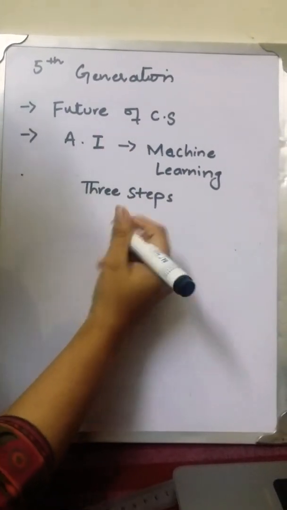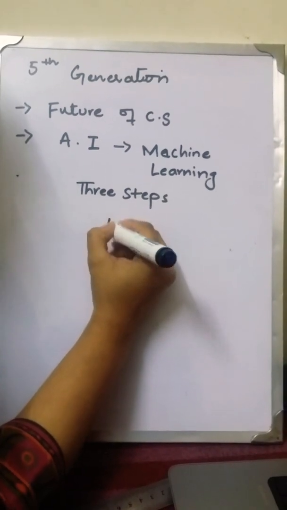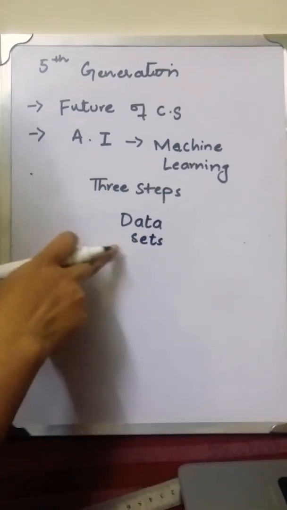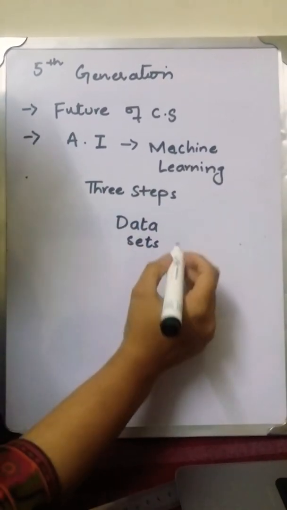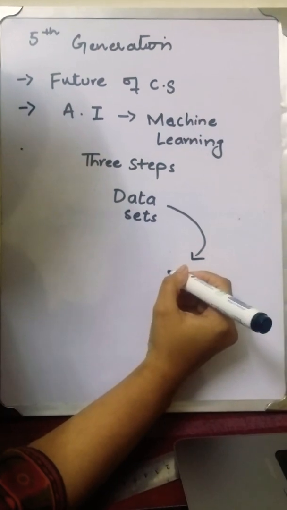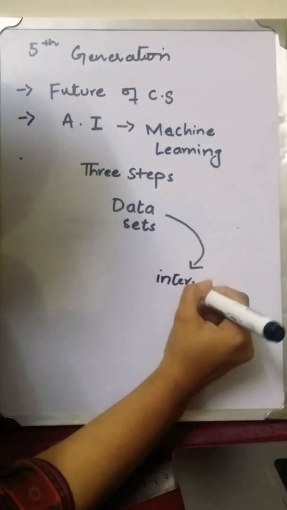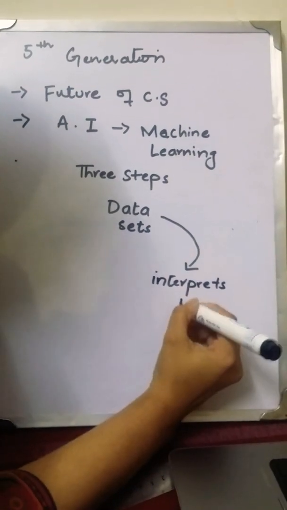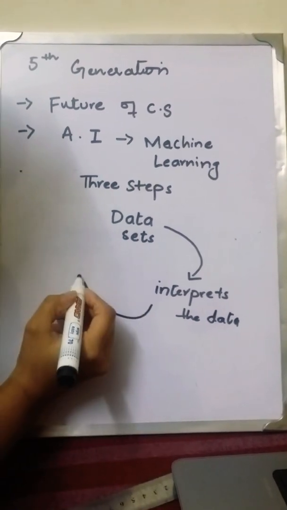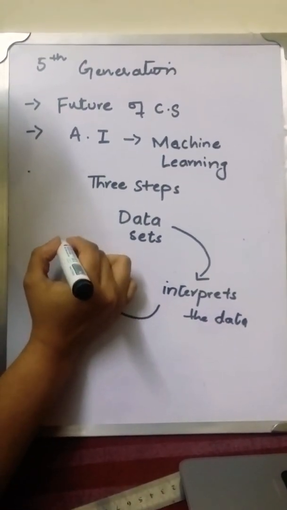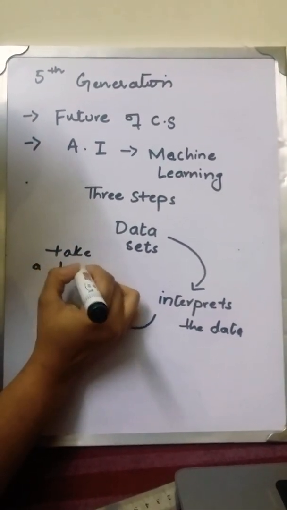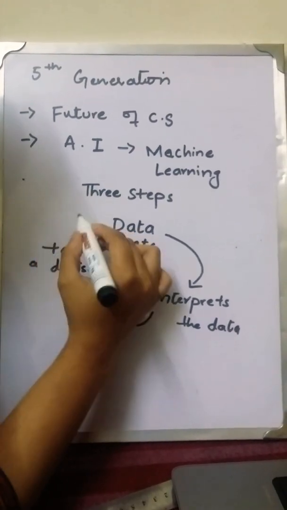First step is the user provides data sets to the machine. You can call it a data set or you can call it simple data. Then what is the second step? Second step is the machine interprets that data or analyzes the data. And the third step is the machine is capable of taking a decision after interpreting the data.